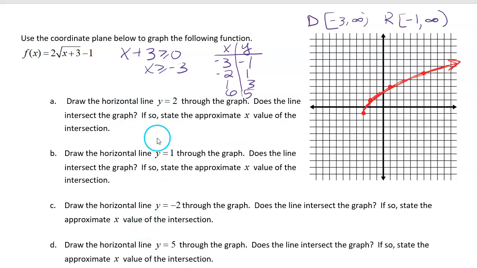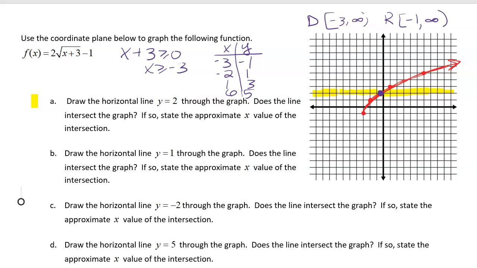So what they're doing down here is leading you through some questions to get you thinking about some concepts that are important. So they're saying draw a horizontal line of y equals 2 through the graph. So if we do this, let's see, I'll pick a color here. If we do this, we're going to have a horizontal line coming through right through here. Okay, and then it's saying, hey, does that intersect the graph? And yes, it does. And what is the value where that intersects the graph? So it intersects about, let's see, right in here-ish.